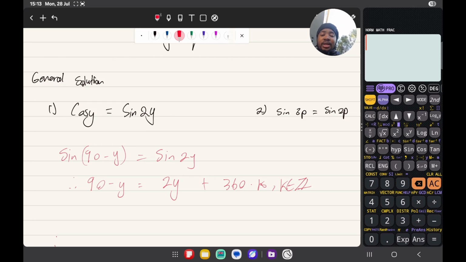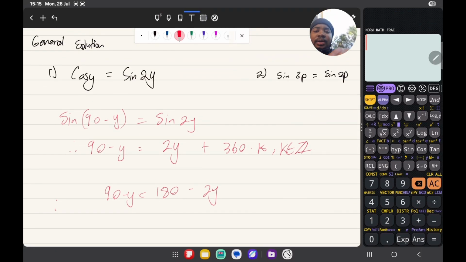And then from here, because it was sine, they will ask, okay, where is sine positive? First quadrant and second quadrant. So therefore the other one, you would have 90 minus y equals 180 minus 2y, and so on, you see?